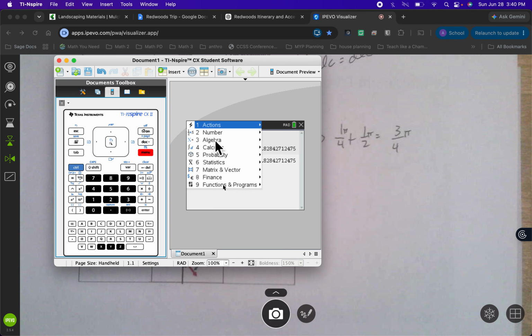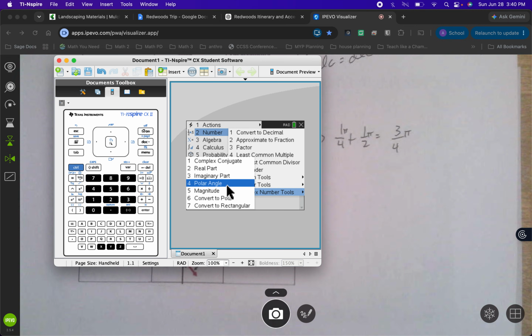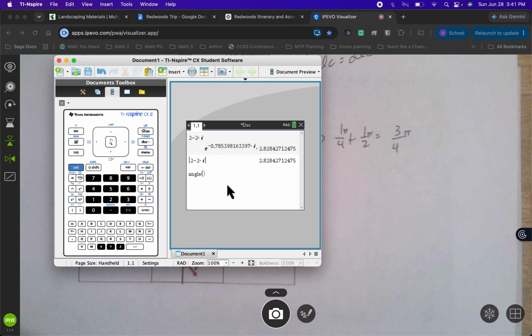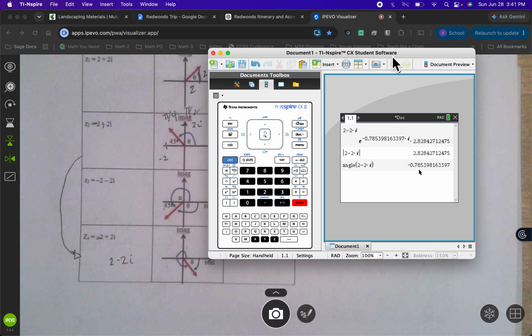And then you could do the same thing. Menu, number, complex number tools, and then angle. And again, boom, enter. It's giving it to us as this negative value. So they're thinking about it as like a backwards rotation. So rotating backwards this amount of radians. And again, it's in radian mode.